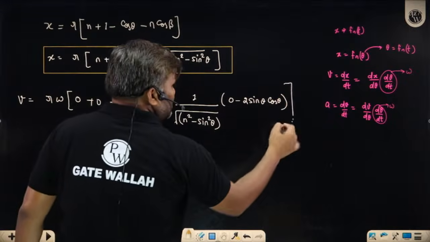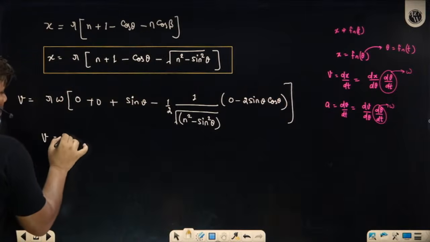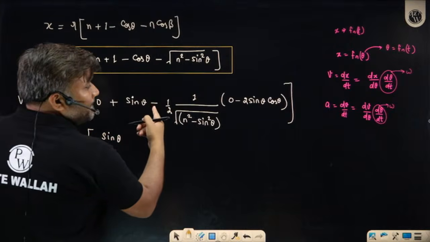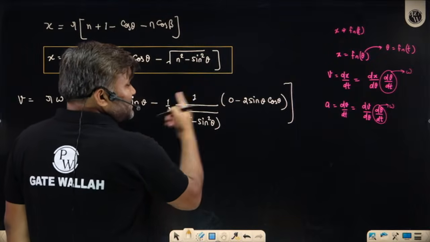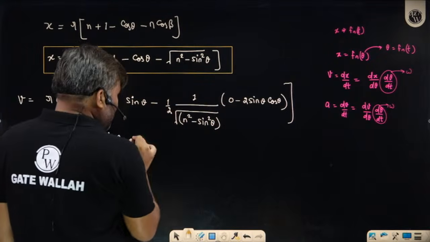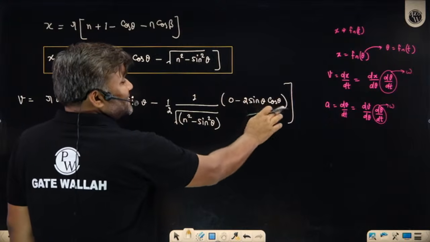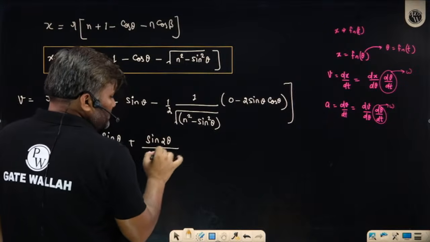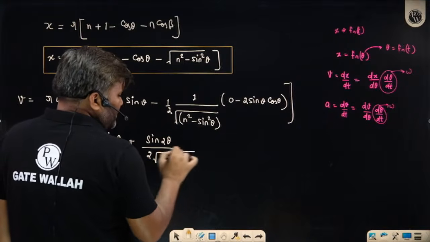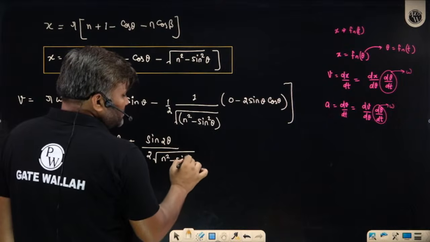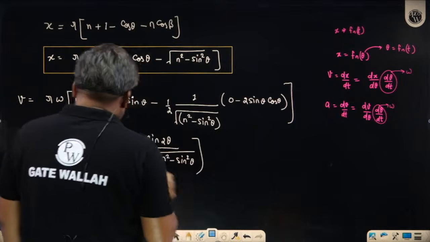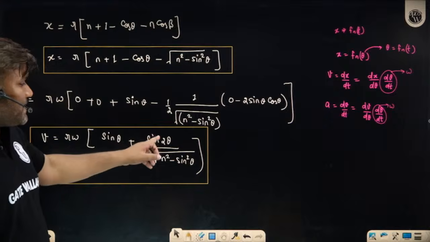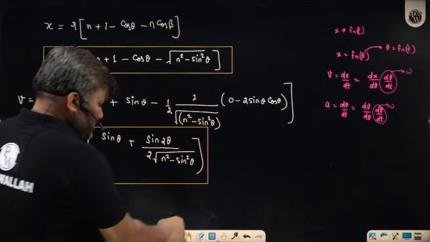Simplify this. Sir, can I write velocity is equal to r omega? Inside the bracket we have sin theta, then minus, multiply, it becomes positive. So plus 2 sin theta cos theta, which is sin 2 theta. We have sin 2 theta divided by 2, and inside the root we have a big term, under root n square minus sin square theta. This is the answer. If you are asking me what is the velocity of the piston when the crank has traveled theta angle, this is the exact velocity.